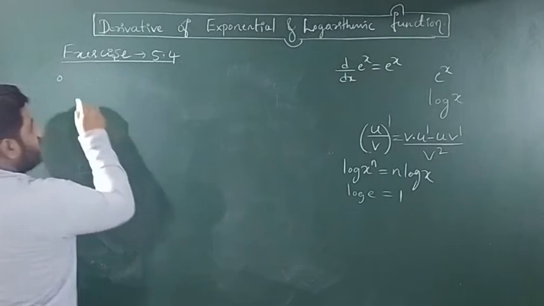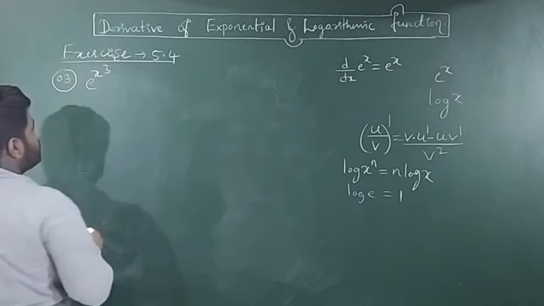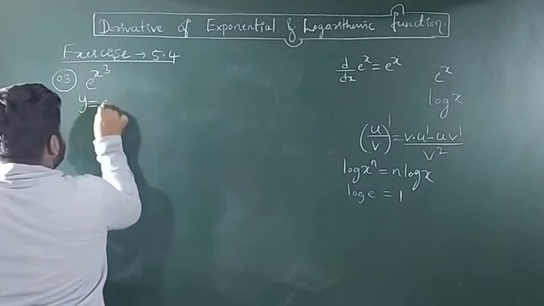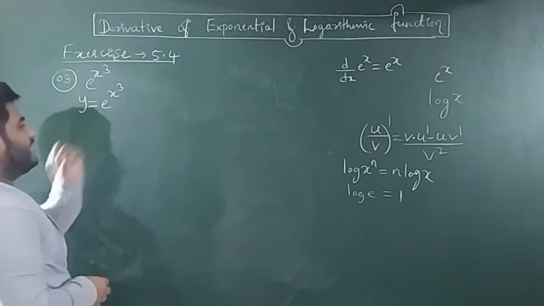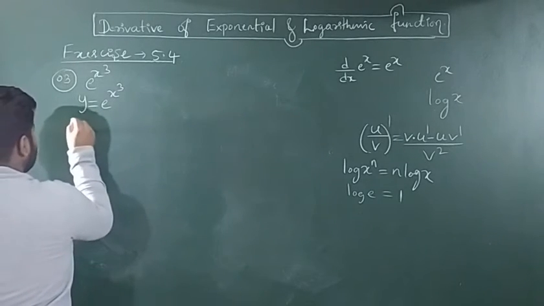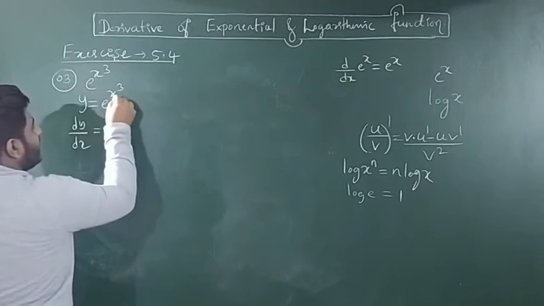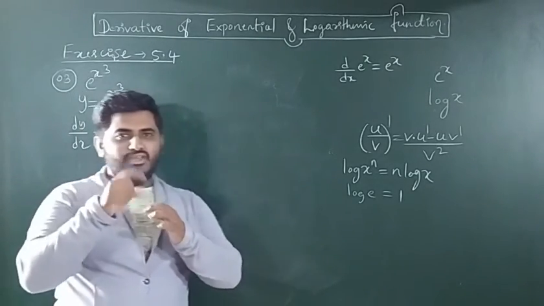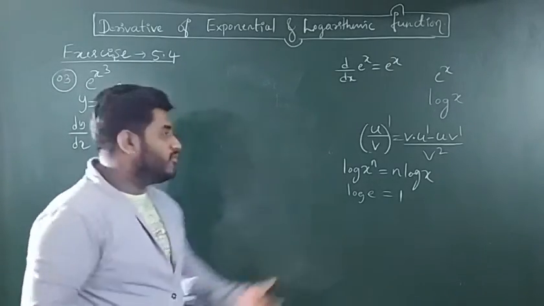Question number 3, e raised to x cube. So whatever the given function is, let us treat it as y equal to e raised to x cube. Next, what we should do is differentiate this one, or else you can use logarithms, whatever, your choice. So I will directly differentiate, dy by dx equal to, treat this as an x. Whatever function is above the e, the power, you have to choose that as x, then proceed.